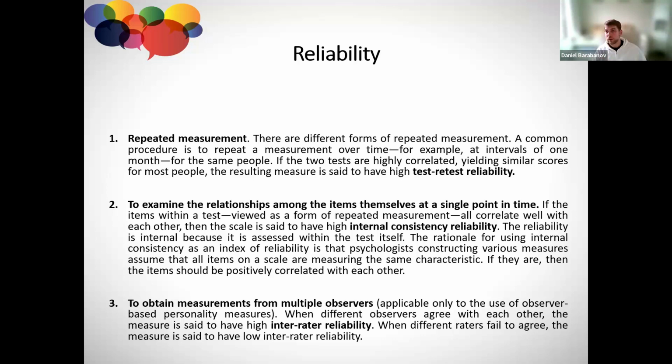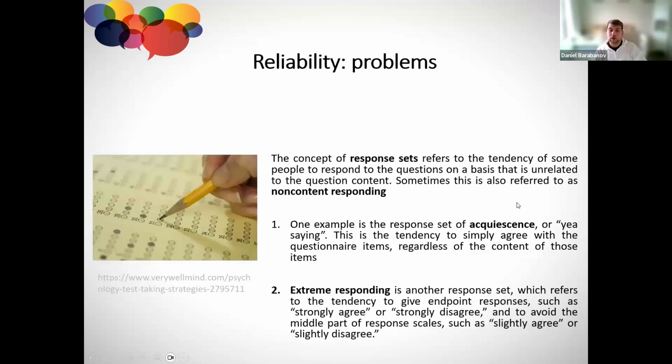The problems with measuring reliability also exist. For example, response sets are a problem. Some people, when they try to complete different tests or measures of different aspects of personality, tend just to answer all the questions in a similar way. It happens with a person who is really not motivated to complete the questionnaire or inventory or test, and they just want to get it done and go away. They can answer all the questions yes or no, and obviously it will influence the whole measurement procedure.